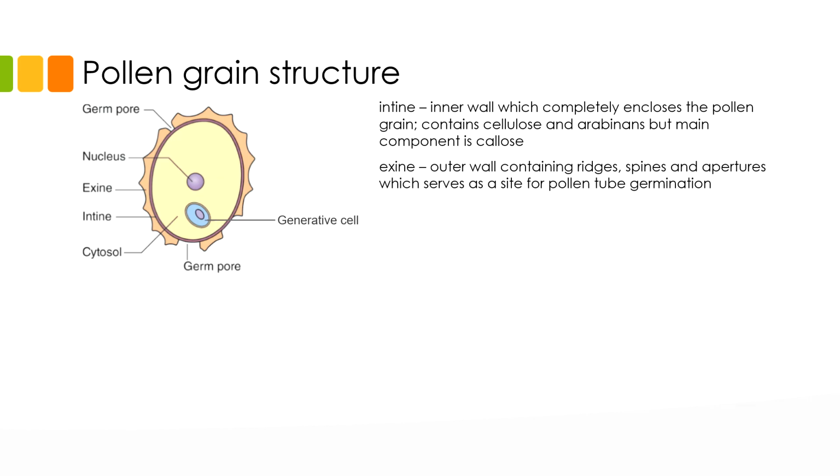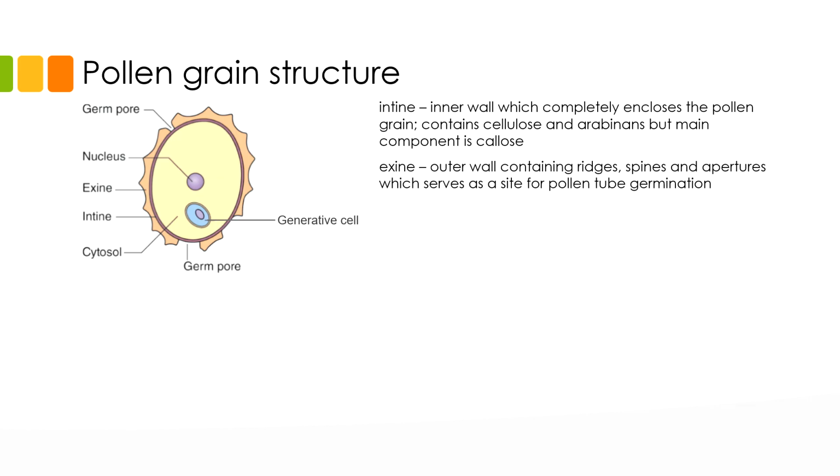The intine is the inner wall that completely encloses the pollen grain. It is made up of cellulose and arabinans, but the main component is callose. The exine, on the other hand, is the outer wall which contains ridges, spines, and apertures which serve as a site for pollen tube germination.